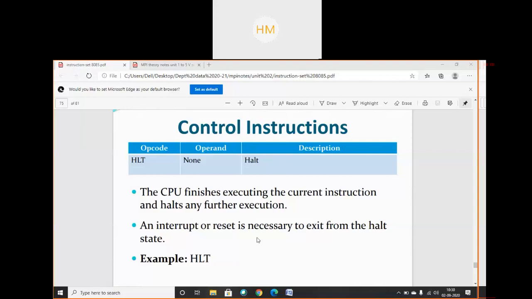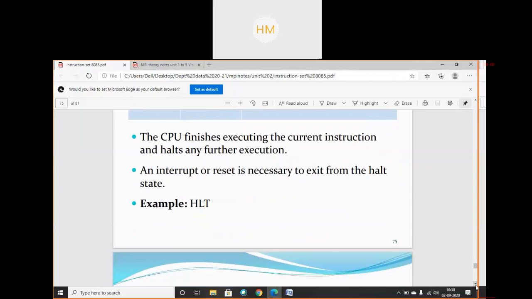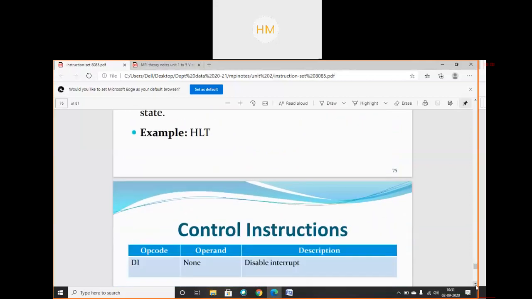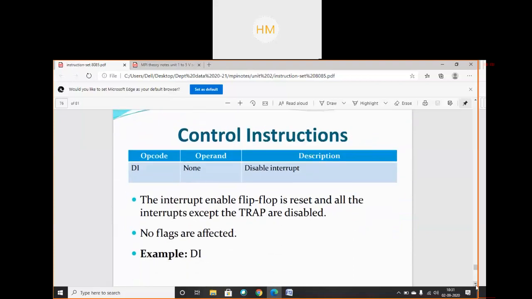So an interrupt or reset is necessary to exit from the halt state. Okay. So this is my halt instruction. Now the next control instruction is DI, disable interrupt. DI is disable interrupt. The interrupt enable flip-flop is reset and all the interrupts except the trap are disabled.